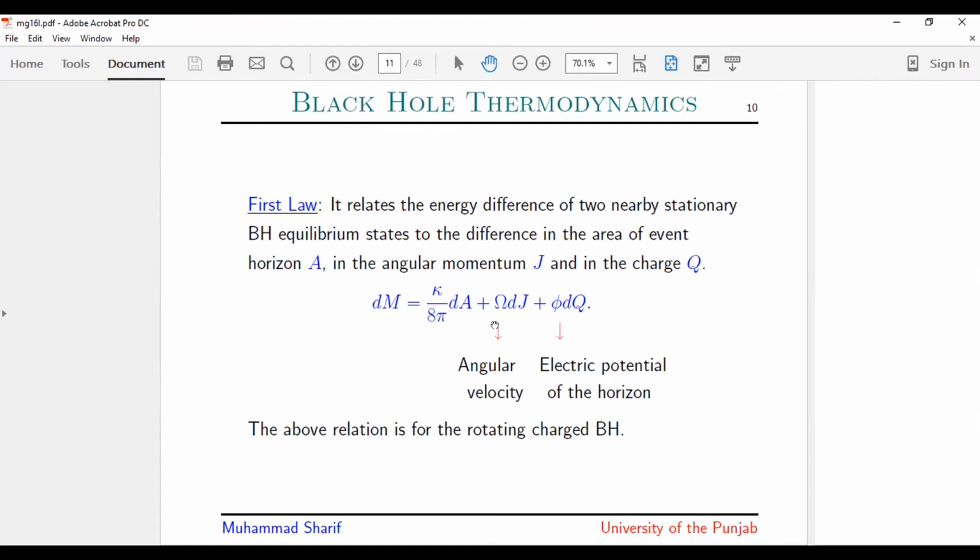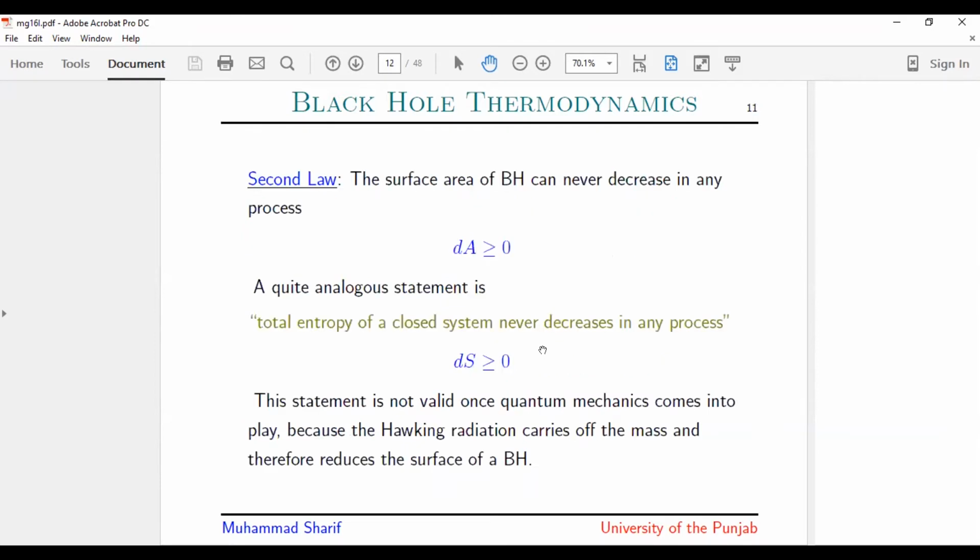This second term corresponds to the angular velocity, and here phi corresponds to the electric potential of the horizon. Obviously, this relationship holds only for a rotating charged black hole. So in the case of non-rotating, this term will be zero, and if the charge is zero, then this term will also be zero.